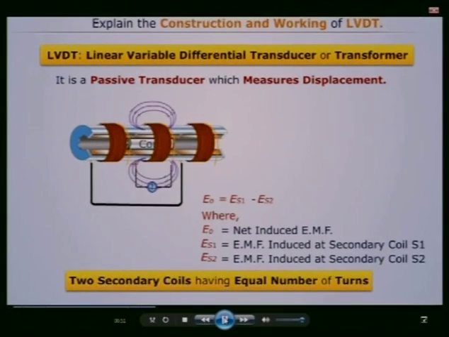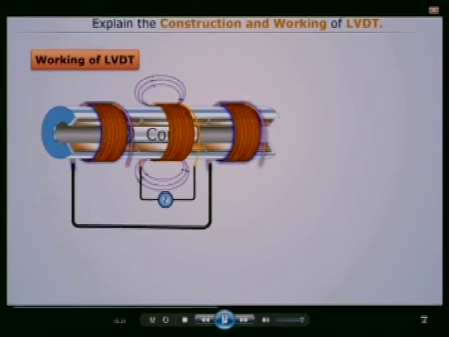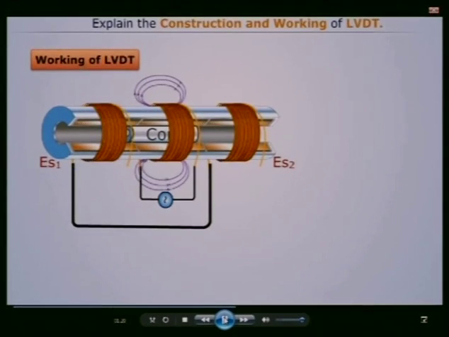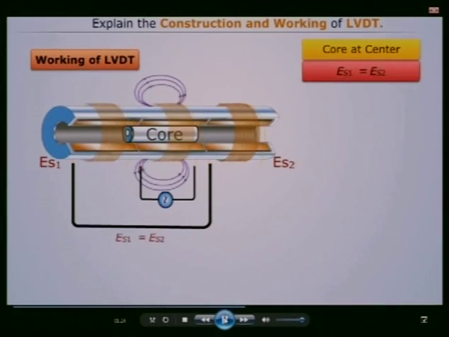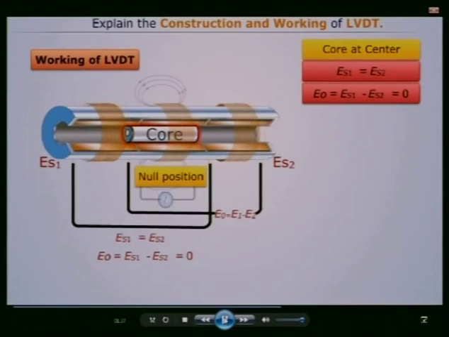The position of this core with respect to the two secondary coils will affect the magnetic coupling between the primary and two secondary coils. Let's now understand how this LVDT works. When an AC source is activated, alternating current starts flowing through the coil, due to which a varying magnetic field is produced. When this varying magnetic field interacts with the secondary coils, an EMF is induced in the two secondary coils. Initially the core is placed in such a position that equal EMF gets induced in both the coils, due to which the net EMF of the two secondary coils becomes 0. This position of the core is known as the null position.